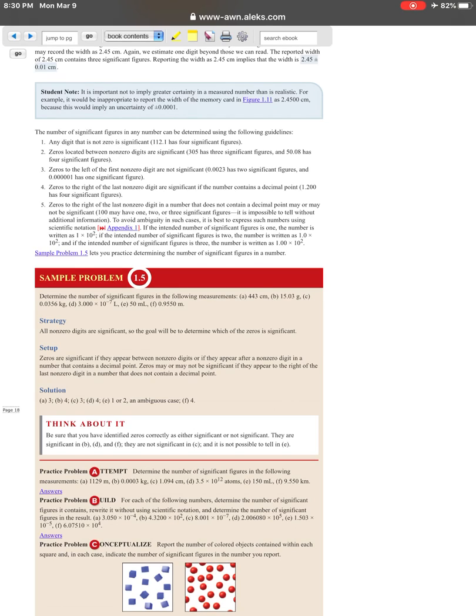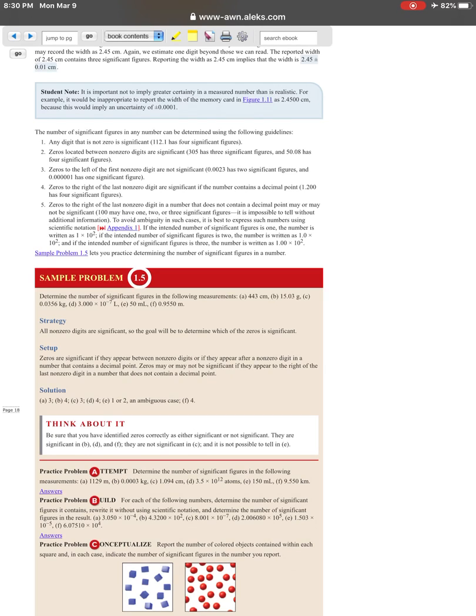If the intended number of significant figures is 1, the number is written as 1 times 10 to the 2. So 1 times 10 to the 2 has one significant figure, because there's only one number there. So that'd be 100. But if you want to have 2 significant figures, you would write 1.0, and that gets you back to rule number 4. If there's a decimal point, the 0 to the right of the non-zero counts. So 1.0, that 0 would count, so you'd have 2 sig figs.